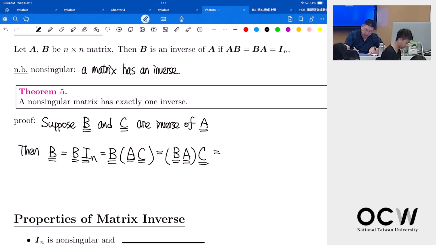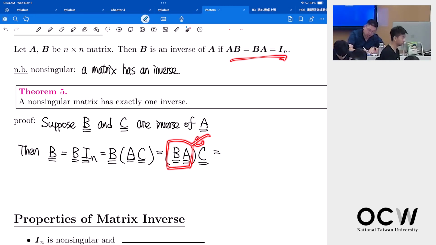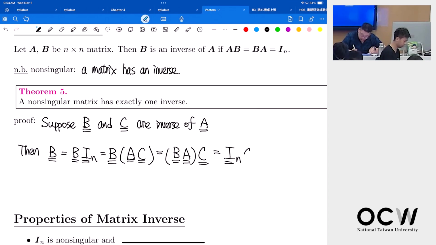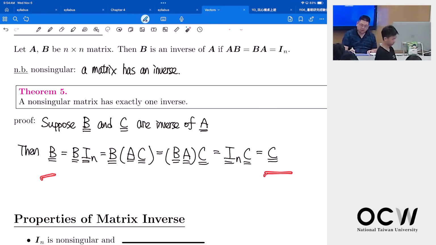And since we assume that B is an inverse of A, when they have a product, it should be an identity matrix. And an identity matrix times a matrix gives that matrix itself. So that's why B equals C. So B and C are the same. The non-singular matrix has exactly just one inverse.